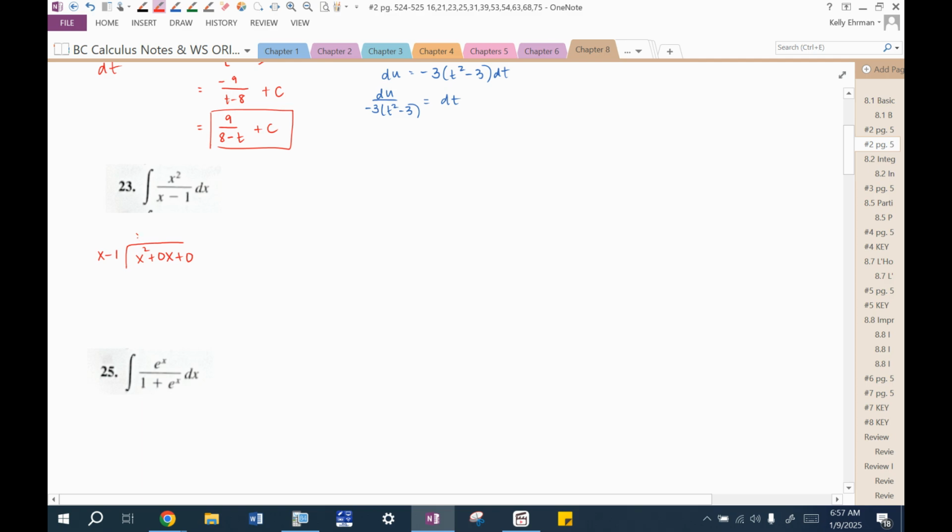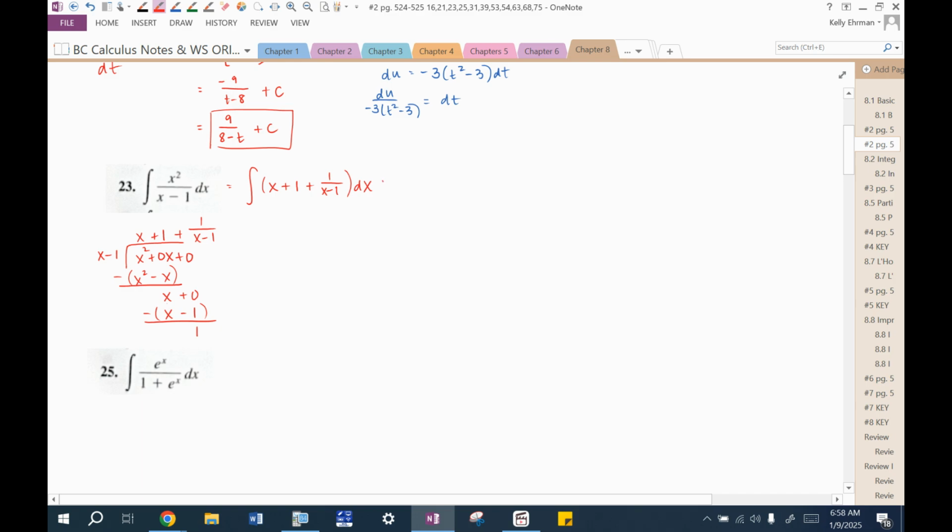So x goes into x squared x times. That gives you x squared minus x. Subtract the quantity. So now this becomes 0 plus x. Drop down the 0. x gets multiplied by 1 to get x. x minus x is 0. 0 plus 1 is 1. The remainder matters here because what we're saying is instead of x squared over x minus 1, we can make this x plus 1 over x minus 1. And that's something we can integrate. You can integrate x, you can integrate 1, and you can integrate 1 over x minus 1.